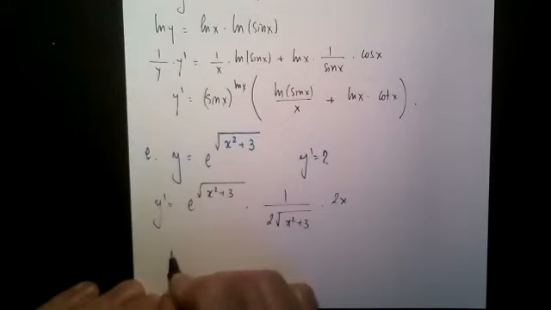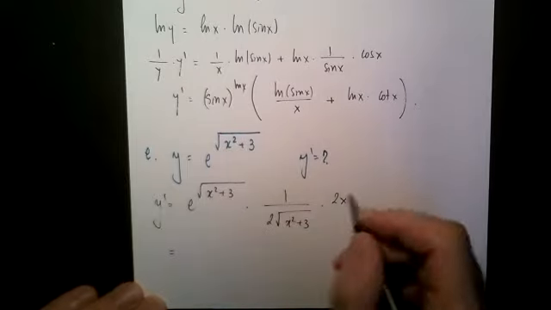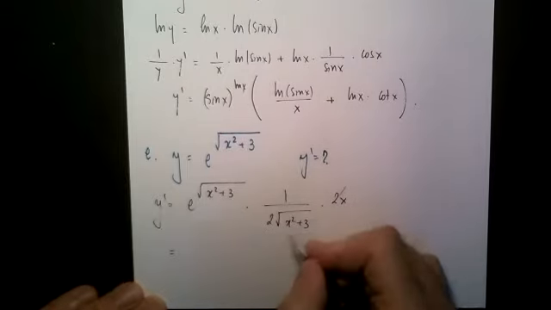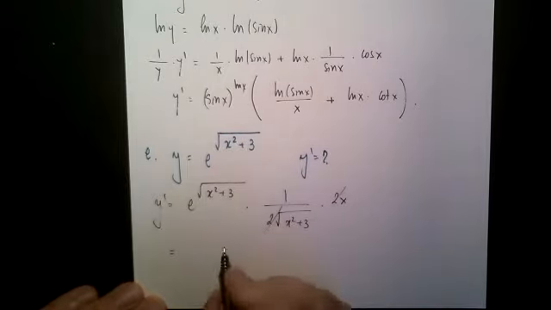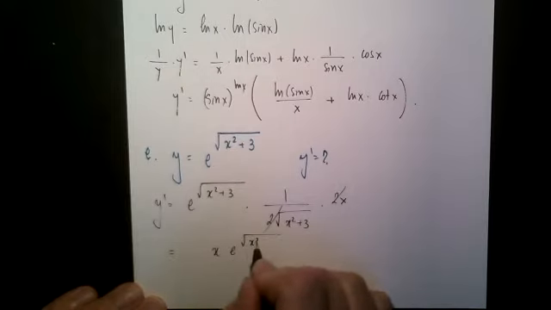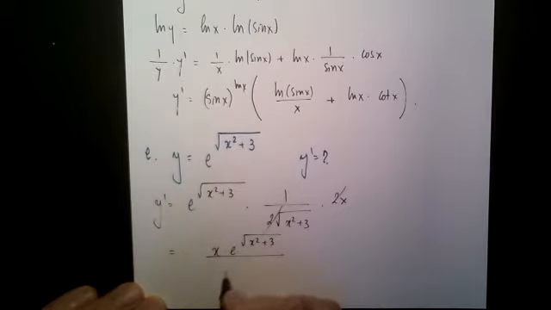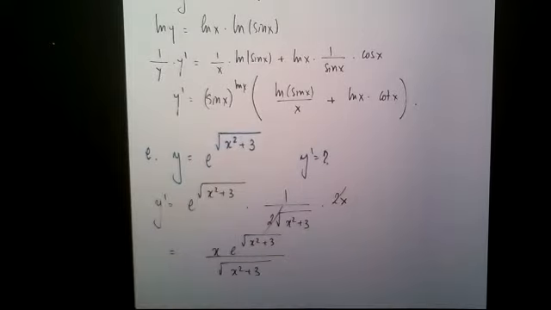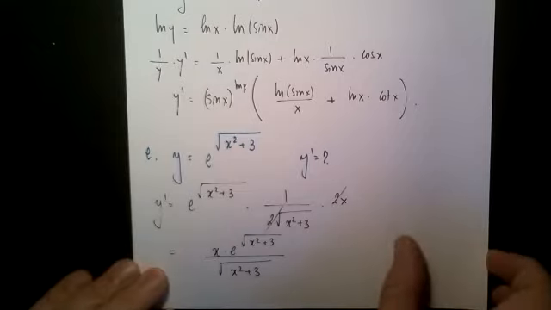Okay, which we could simplify. You don't have to, but let's do it. Might as well, because there's things we could cross out here. The 2 and the 2 are out. And so I have on top x e to the root x squared plus 3 over the root x squared plus 3. That's my answer. Okay, any questions? Easy stuff. Let's move on.